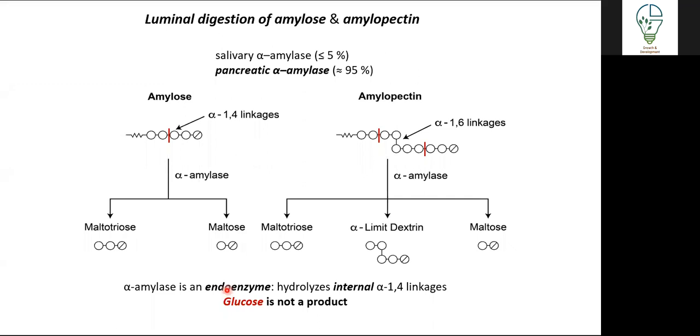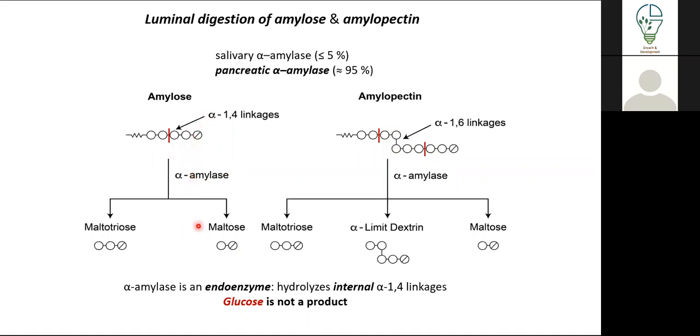So, amylose and amylopectin and how we break them down. Amylose, again, is just simple alpha 1,4 linkages. Amylopectin has alpha 1,4, as you can see here, and has this alpha 1,6. For the alpha 1,4, we just need the enzyme alpha amylase. Alpha amylase can break down any alpha 1,4.